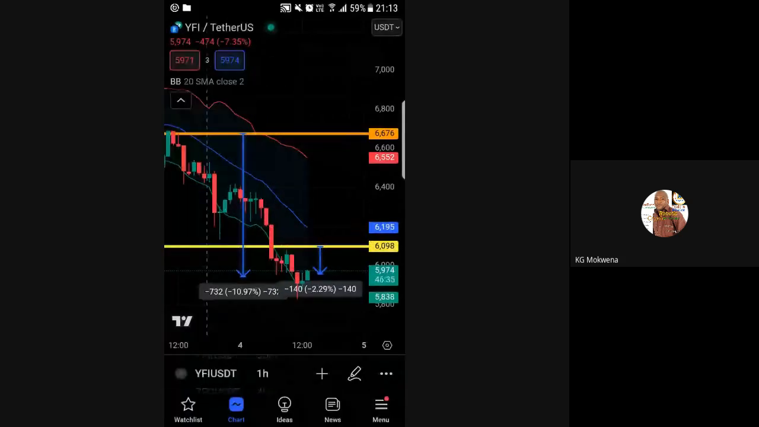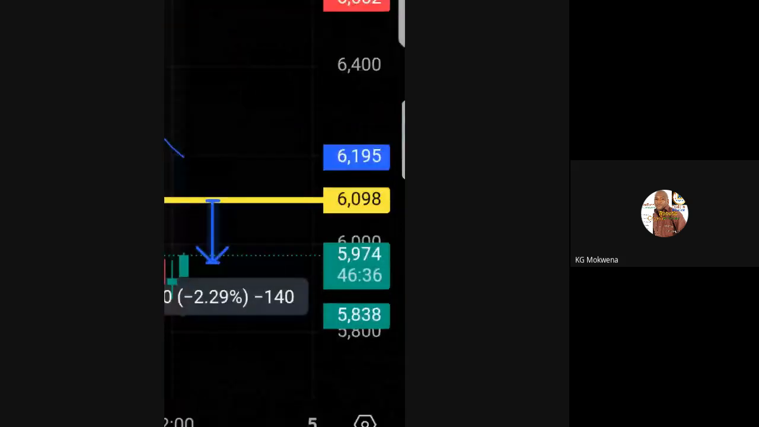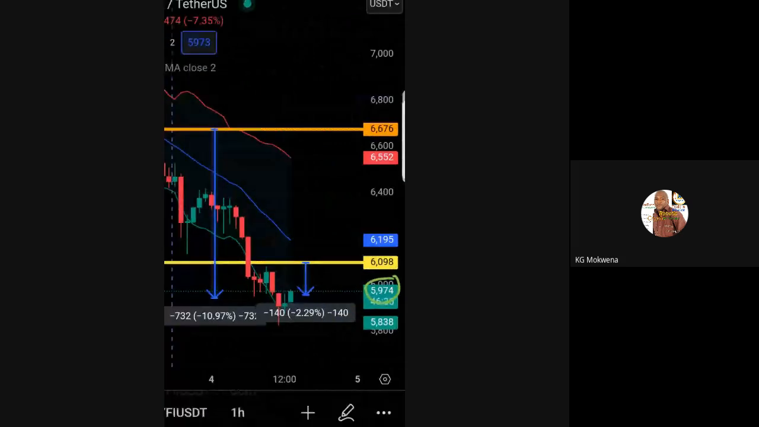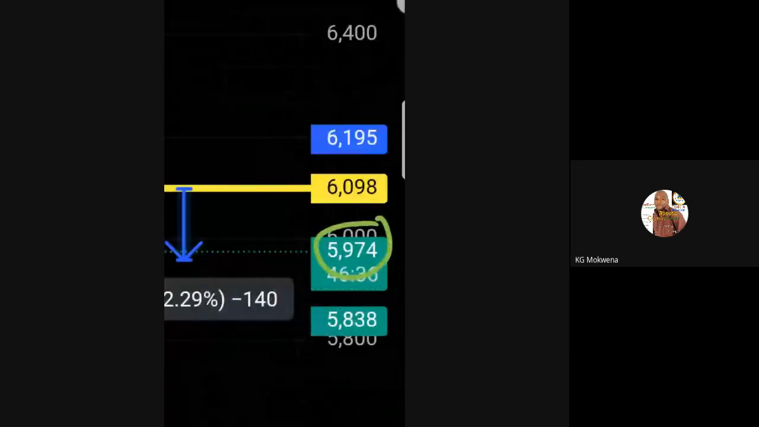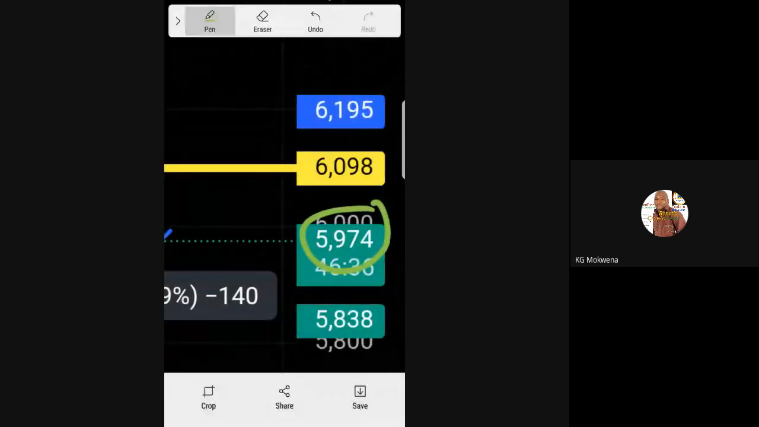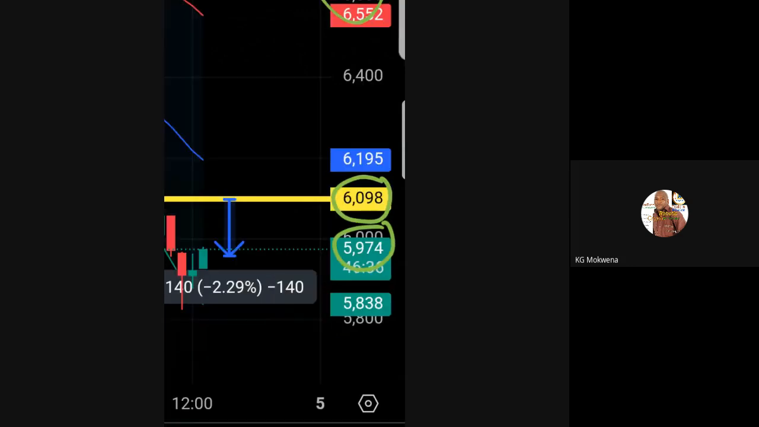When we say current price, we mean the market price. And on the live chart, this is what we're talking about. This is the current price. And then for the main position, the average price is the orange one, 6,676. And for position number 5, its own average price is this one of 6,098.